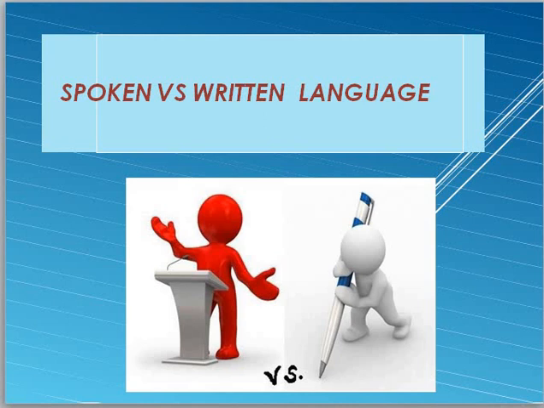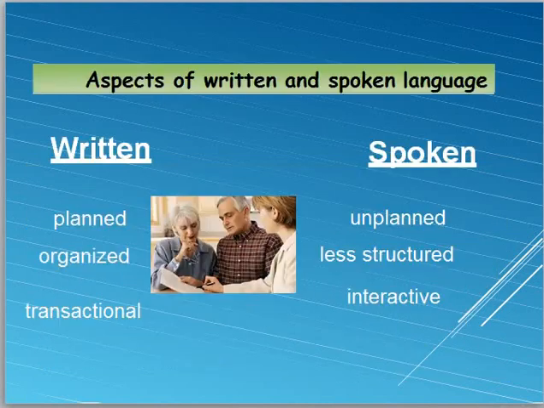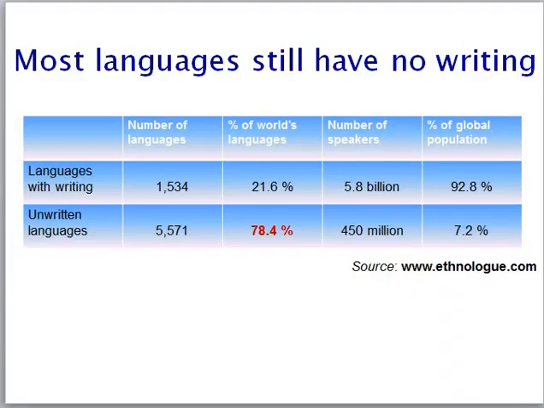Well, now the second segment is spoken versus writing. Language basically starts from speaking and then writing. There are different aspects of written language and spoken language. Written language is planned, organized, and transactional. On the other hand, spoken language is unplanned, less structured, and interactive. We can also see that in this word. Here are some facts and figures you can see over here.